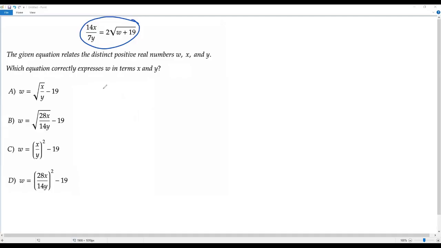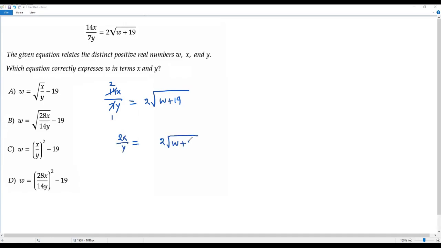Okay, now let me take the given equation. That is 14x over 7y equals 2 times the square root of w, plus 19. Here 7 goes into 7 one time, 7 goes into 14 two times. We get 2x over y equals 2 times the square root of w, plus 19.